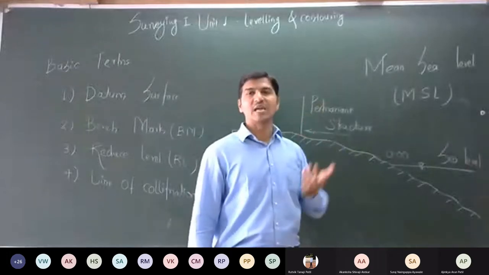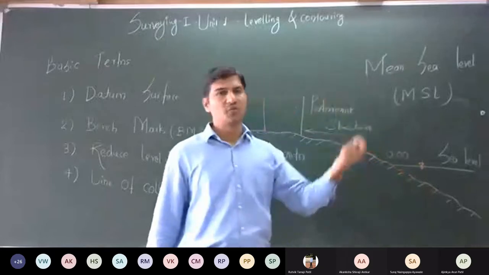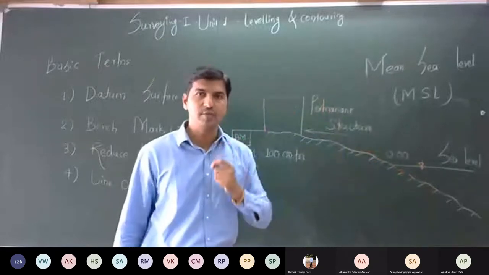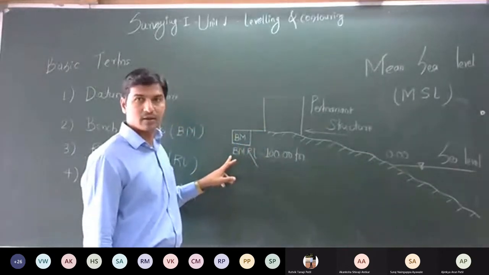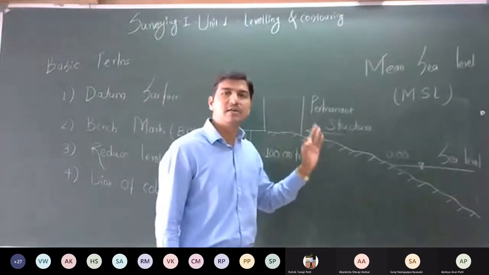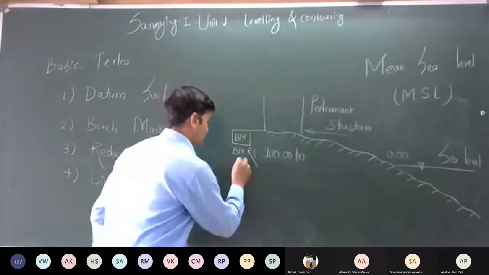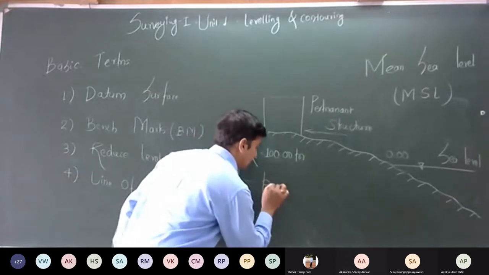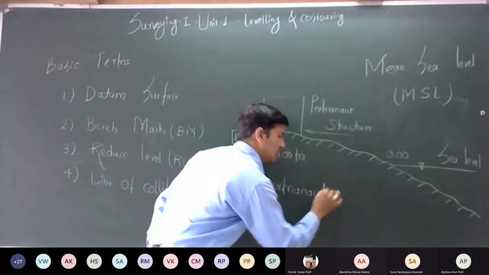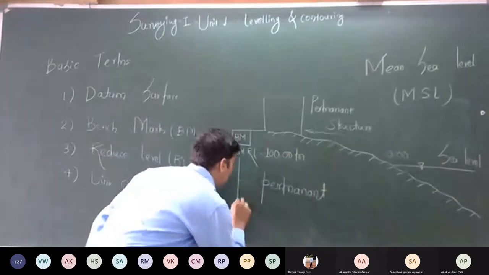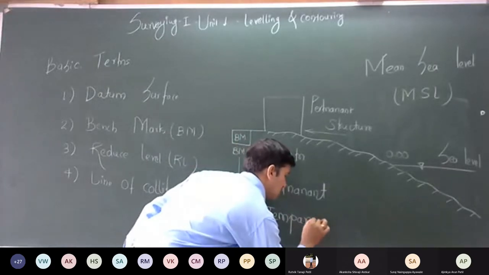So what the survey department did at that time was a survey of the whole country, and they marked the permanent benchmarks. Please understand permanent benchmark. There are two types of benchmark. One is permanent benchmark and the second one is temporary benchmark.